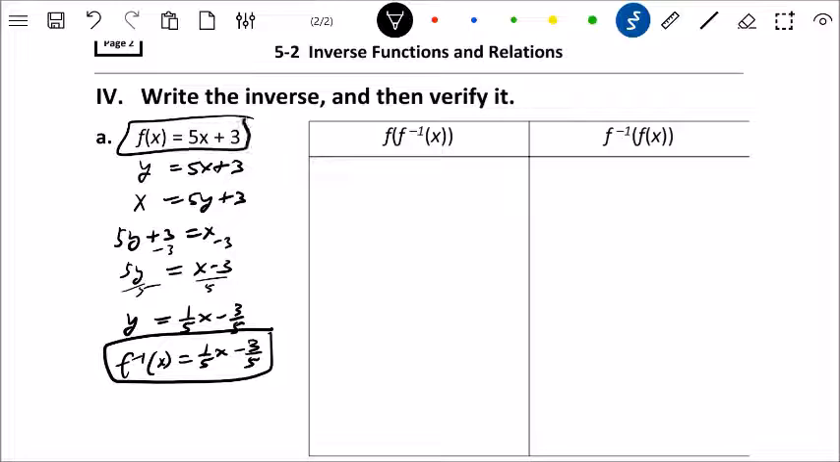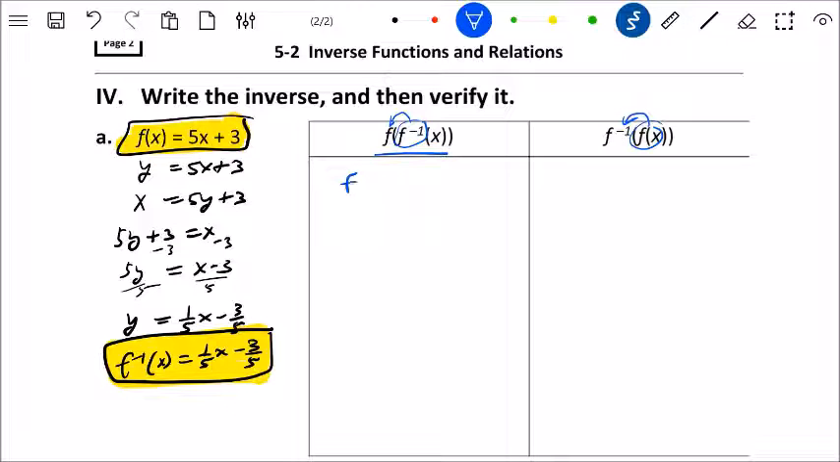So I have two of these. I have the original, and then I have the inverse. The way you verify it is that you put one inside the other, and then the first one inside the second, and they should both solve to x. So look at this as a composition here. We're going to take the inverse function and put it inside of the function. Then we're going to take the function and put it inside the inverse function.